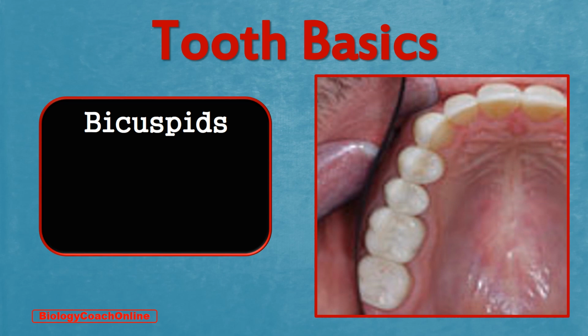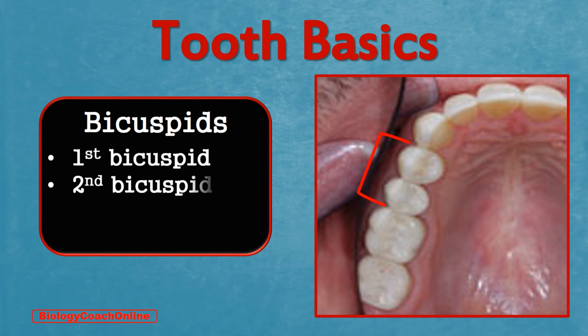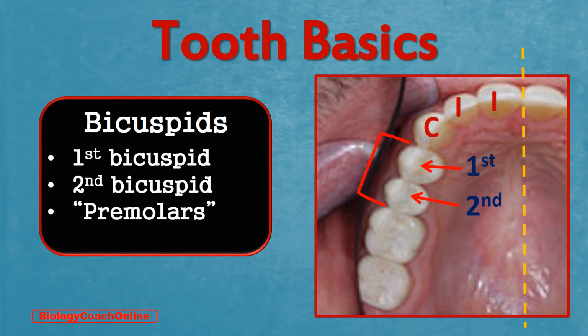You see them here. We differentiate them by numbering them 1 and 2, and so we call them first and second. So here's your midline. Working our way back from front teeth to back teeth in the arcade, we have the central incisor, lateral incisor, cuspid, and the first bicuspid here, and your second bicuspid here. The bicuspids are also referred to as premolars because they come before the molars in the arcade. You see the molars here.